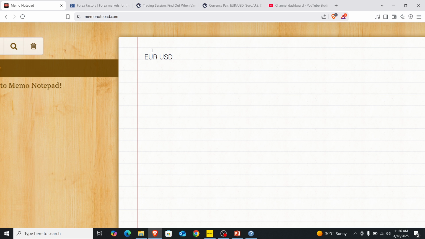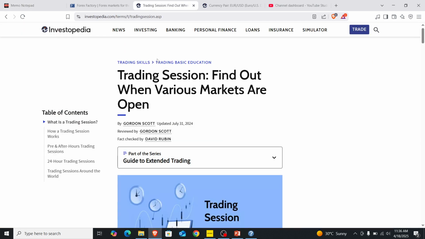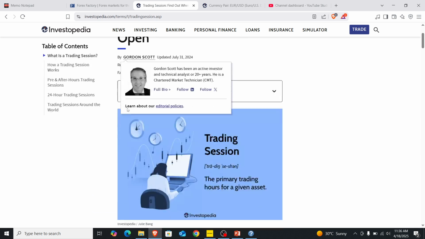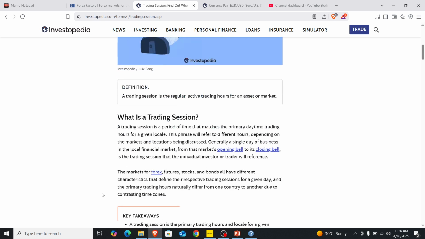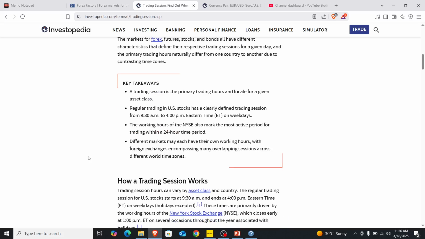Okay, so when I say market session, this is the definition here. Trading sessions find out when various markets are open. So a trading session is just the primary trading hours for a given asset class, right? A trading session is the regular active trading hours for an asset or market, and you can go ahead and read up on what the trading session is if you don't already know. But these are some of the basic things you want to note down so you know exactly when you're trading.